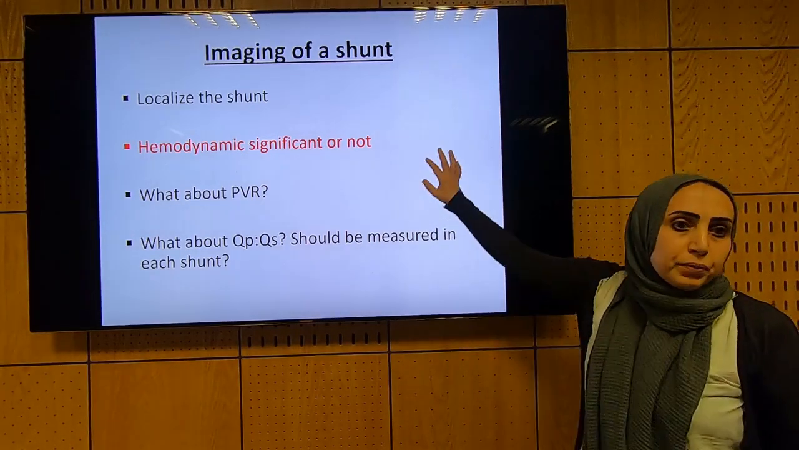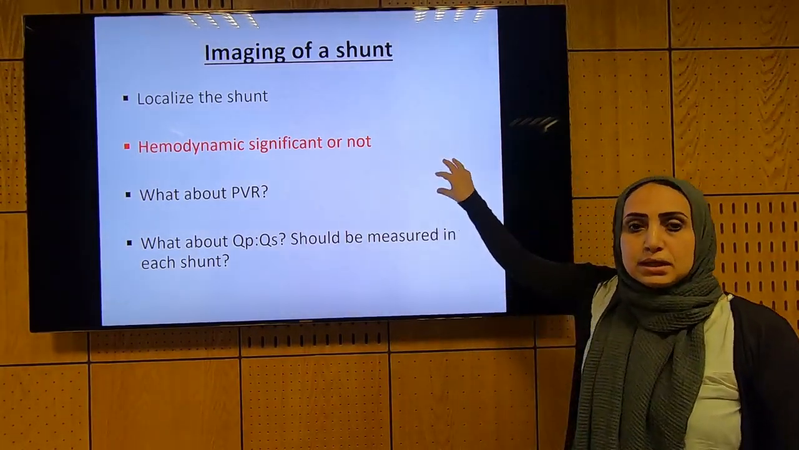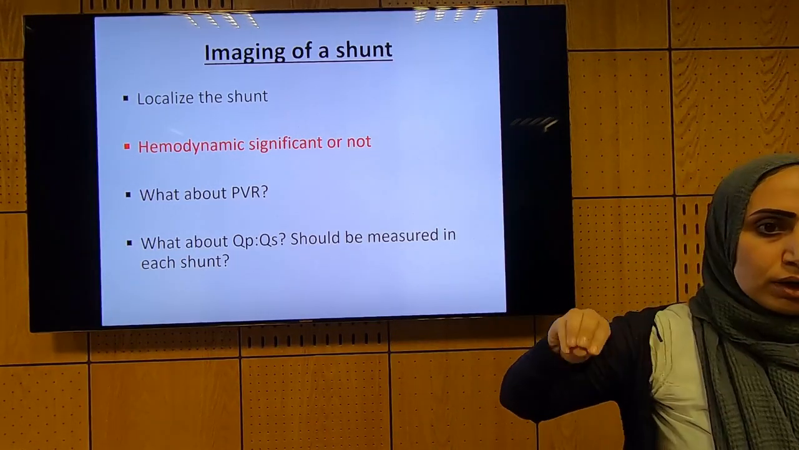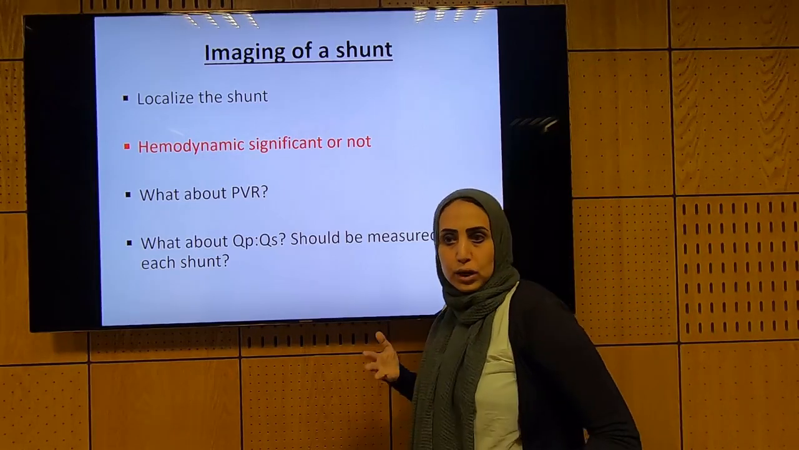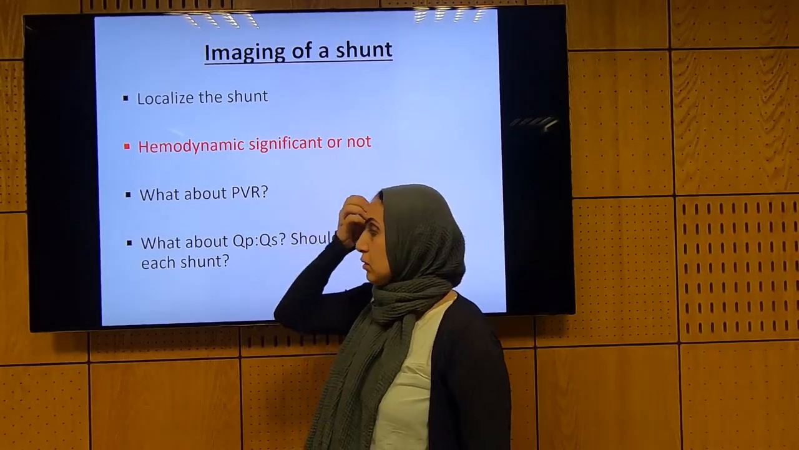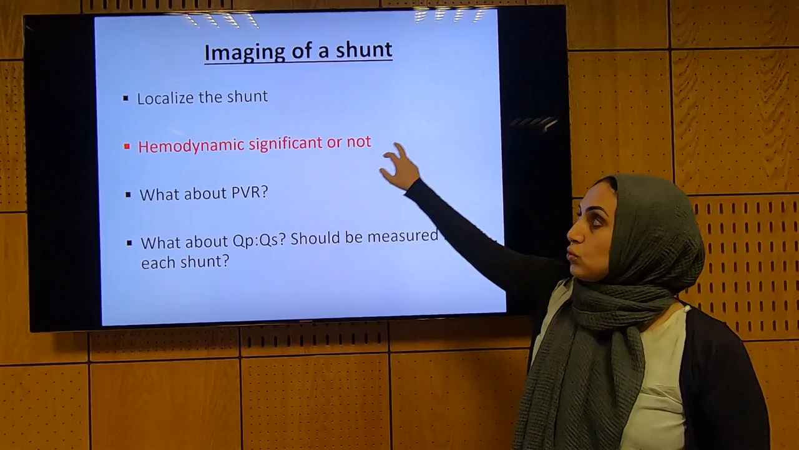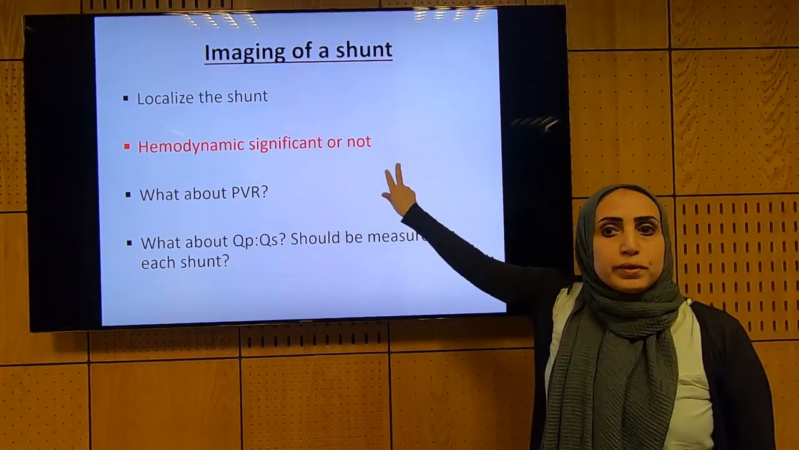So the answer of the first point, do we have to localize the shunt? Yes, in every echo report we have to localize the shunt. We have to say, is it left to right or right to left? And this is easy, and it's the gold standard to do it by echo. Now we will move to the second point.